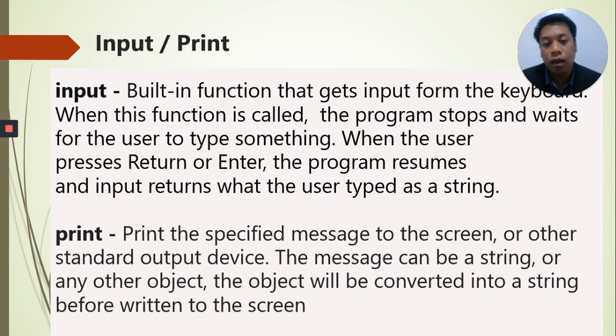Well, we have used it a while ago. When we use print, it displays the message that we have declared in our program, which the compiler interprets. The message can be a string or any other object, and then the object will be converted again into a string before being written to the screen. Okay, now again, you have to remember both input and print display a string data type.